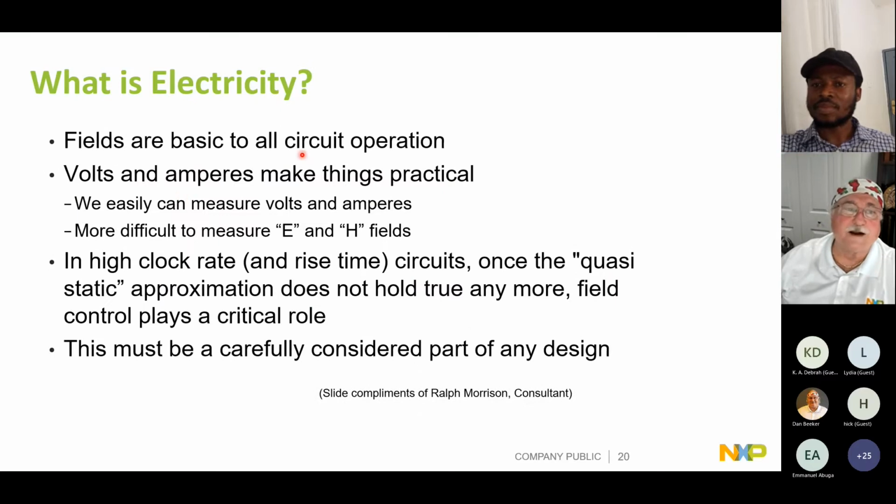So fields are everything. It's easy to measure volts and amperes. It's difficult to measure the fields. The volts and amperes are sort of an artifact of fields, and we'll talk about what amperes really are in a minute. And in our systems today, some of it's the clock rates, and everybody seems to think that's the most important thing. But it's the rise time, how fast the switches turn on, that makes all the difference in how the fields behave as they move through the space. So now we worry about the space and how fast the switches turn on and off.